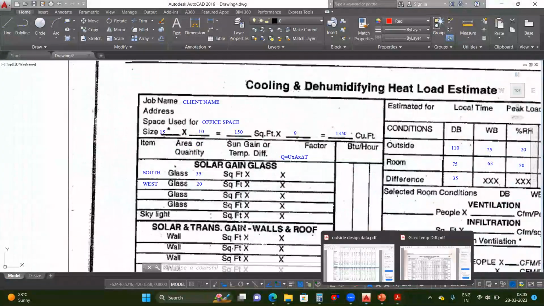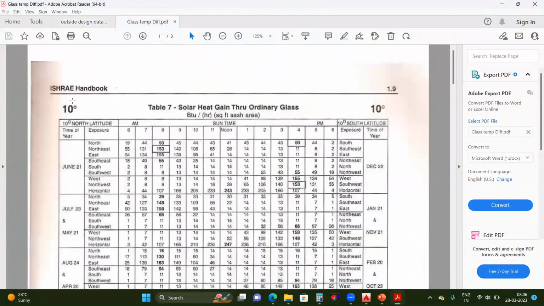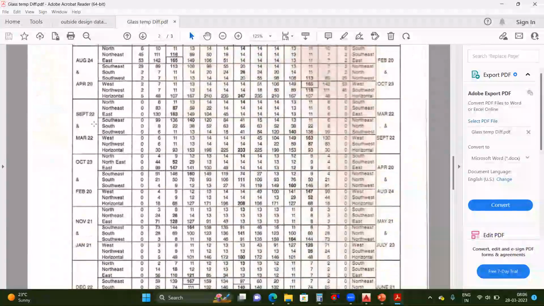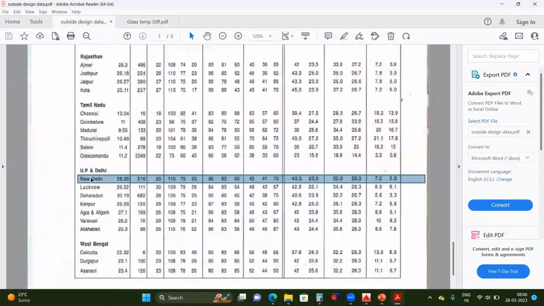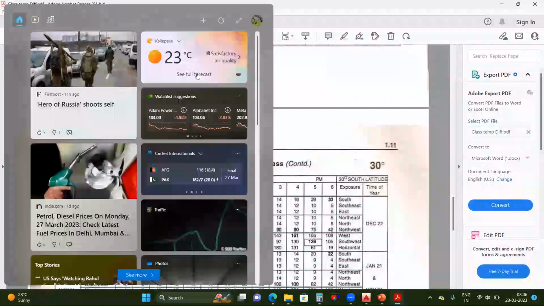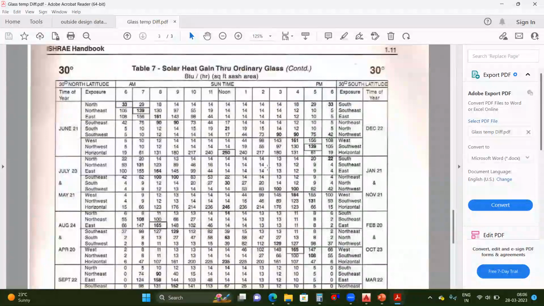After selecting this 28.35, we go to the glass temperature difference table. This is 10 degree north latitude, so it is not required. We move on to the next one. This is 20, and the next one is 30. Our value is 28.35, but we don't have the exact 28.35 value. So we will move to the higher value, or the nearest value. That is 30 degree latitude. So this is our table to take the delta T values.